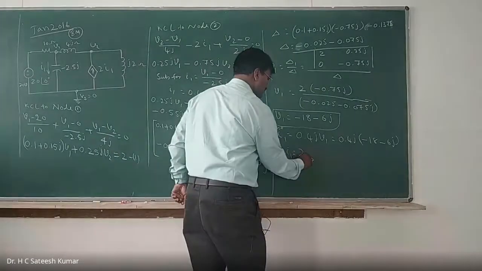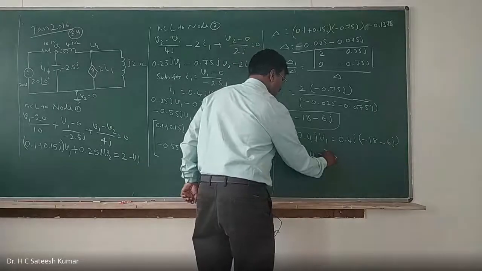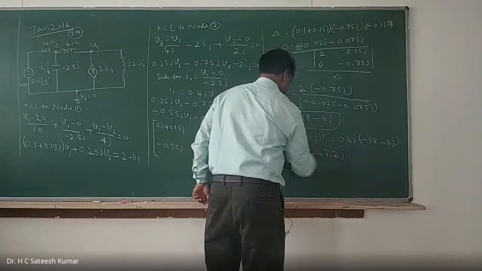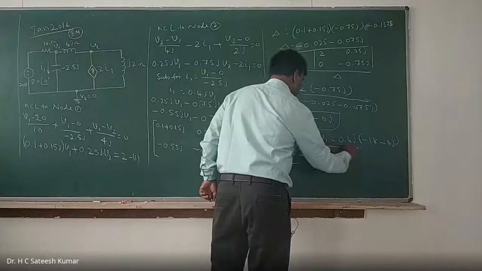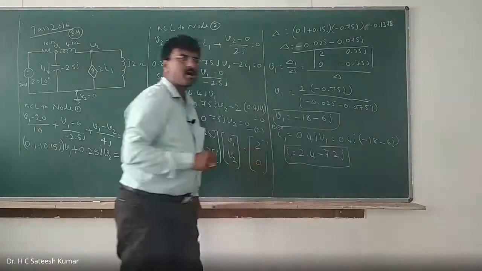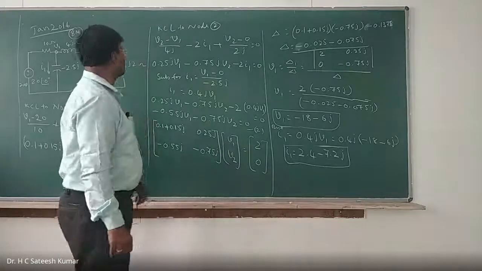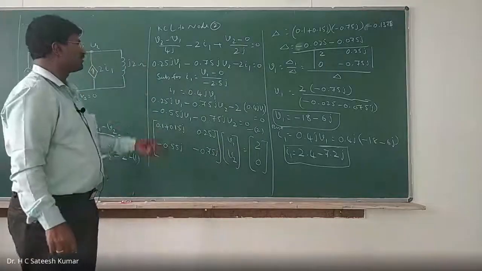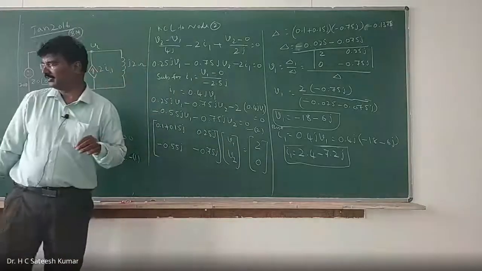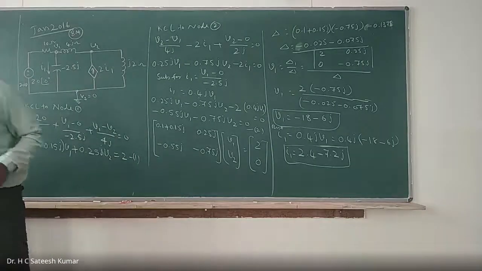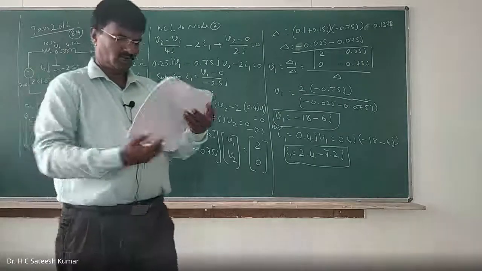2.4 minus 7.2. Okay. So that is how we should calculate this one. So that is the 8 marks question. No need to calculate V2 because it is only asking to find I1. Okay. So like this, we can solve any number of problems on the nodal analysis.